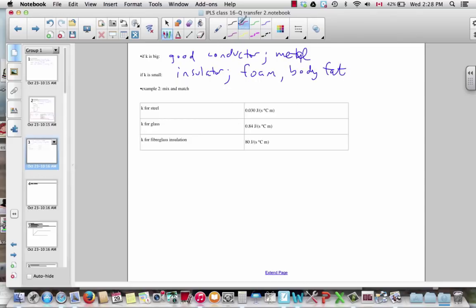So we can mix and match here. We could say K for steel, that's a conductor, it should be big. K for fiberglass insulation, that's an insulator, that should be really small. And then the K value for glass, well, that's probably in between. And so these are some typical values, and we will use values like this in the problems that we're going to be solving today.